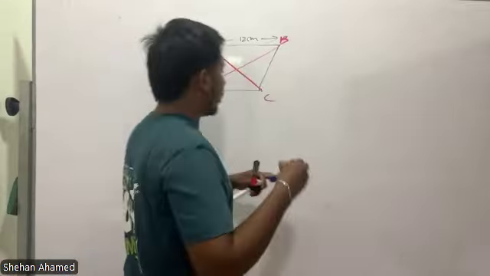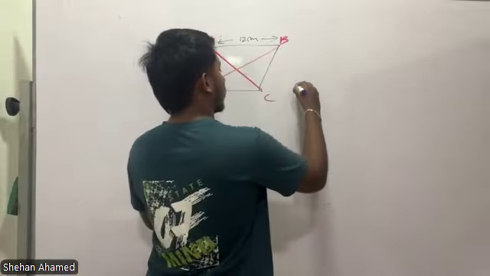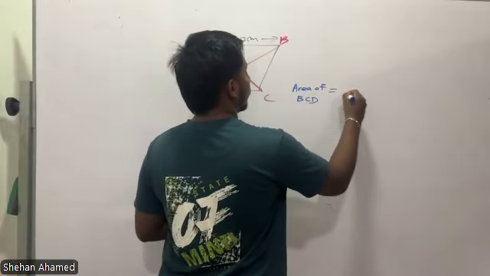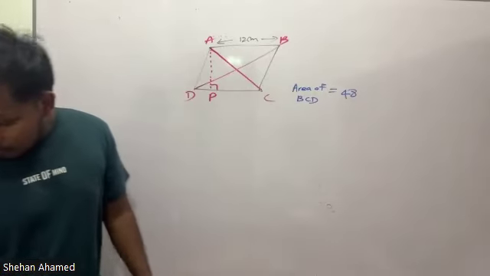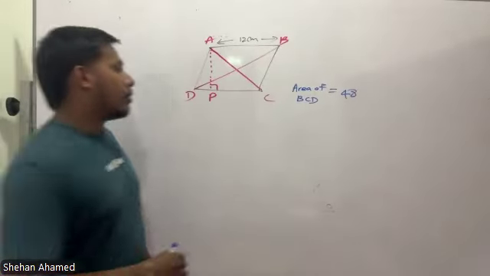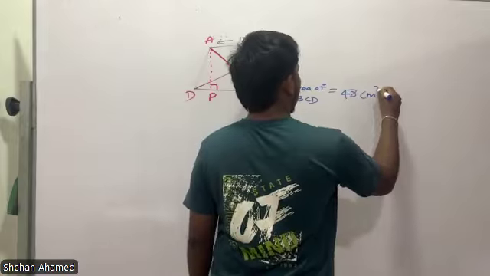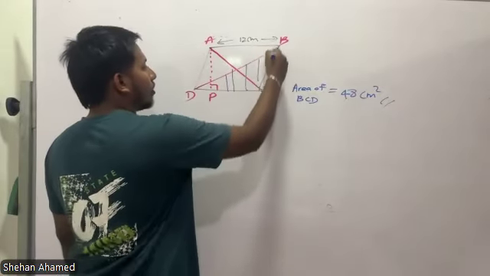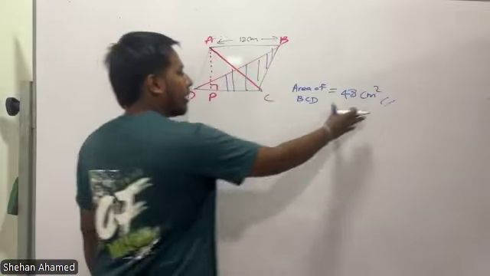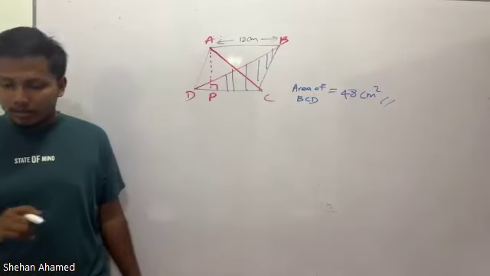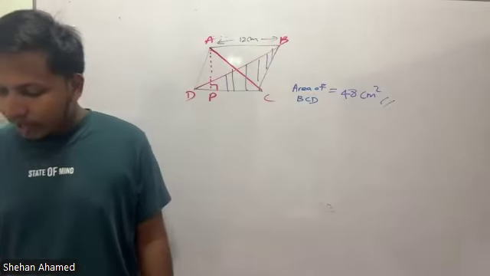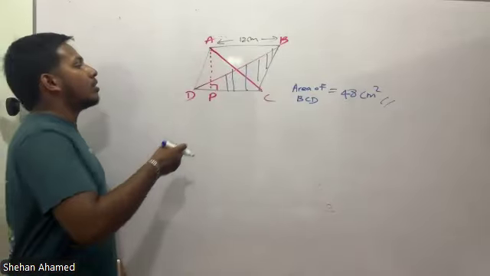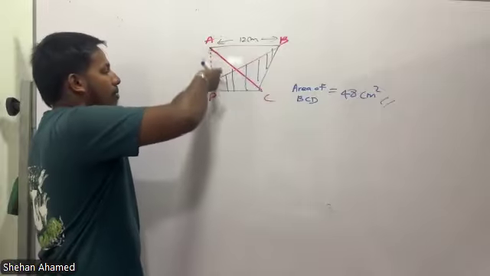Area of BCD is equal to 48 centimeters square. So it means this area, which I have shaded in blue color, is equal to 48 centimeters square. And then they're asking, find the length of AP.